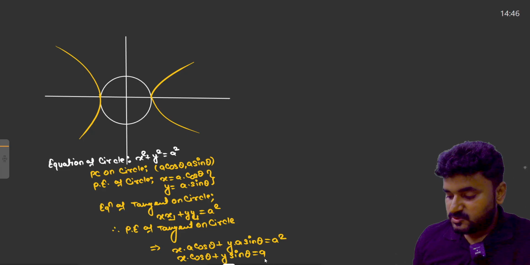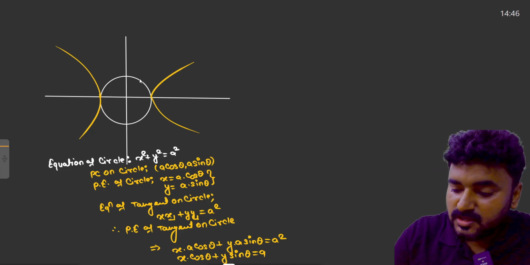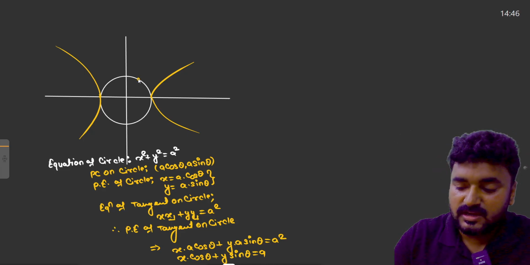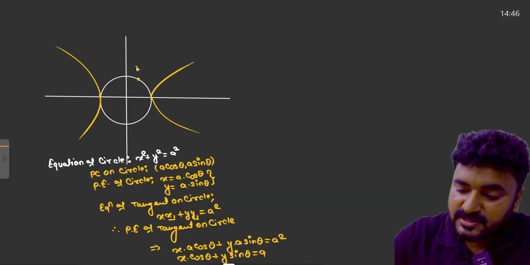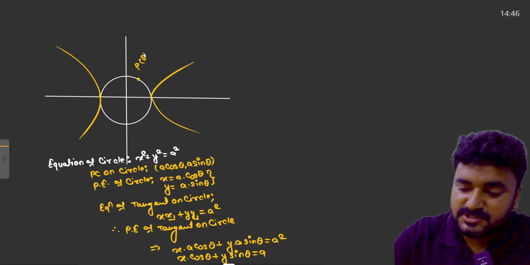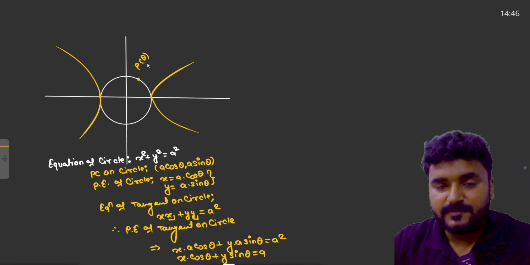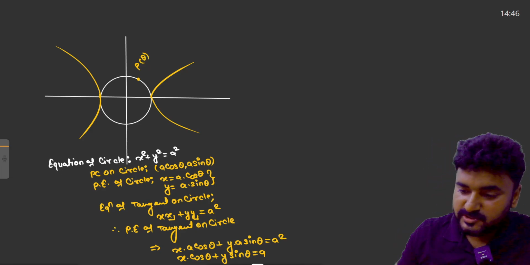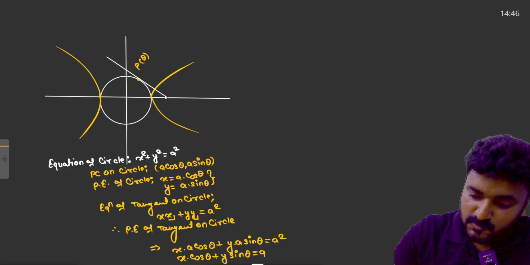So what I am going to do is, on any circle, on this circle, I have taken the parametric coordinate P theta. So now I am going to make one tangent line.